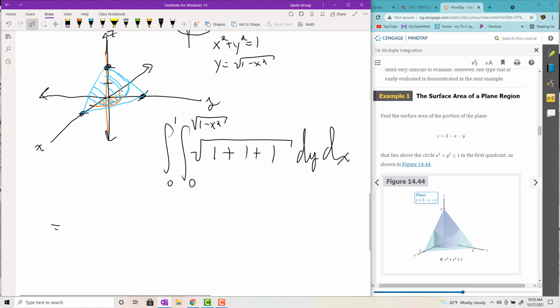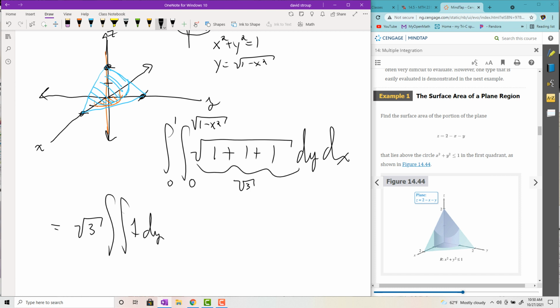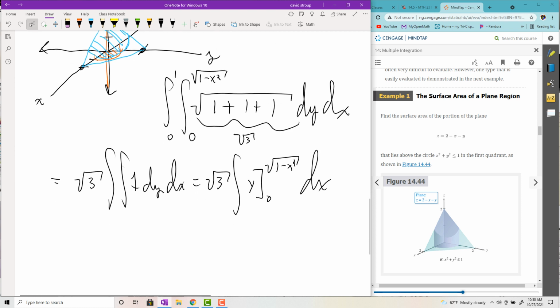So you'll have a square root of 3 from this business. That's just the square root of 3. I could factor that out of the integral. And then the integral of 1 dy will just be y. No, I don't think we really need to go to polar coordinates here. So I have y from 0 to, maybe I should have, 1 minus x squared dx. And then that will equal the square root of 3.